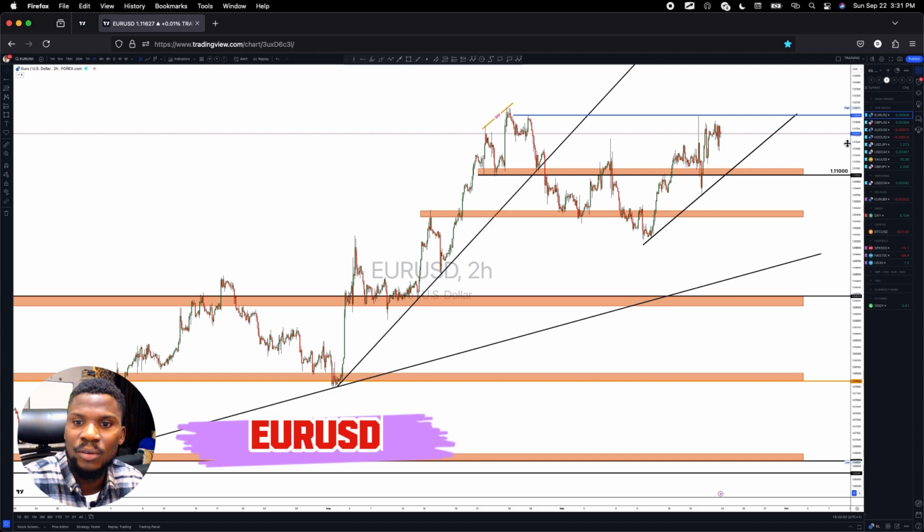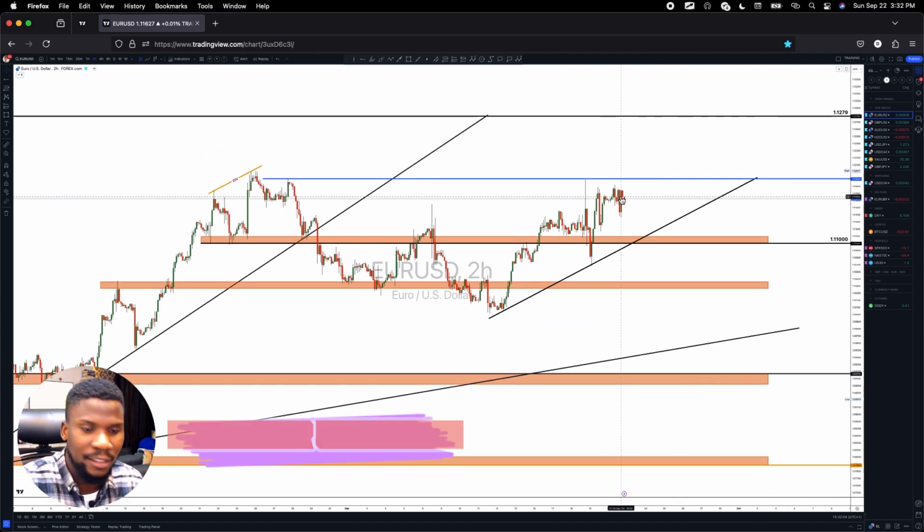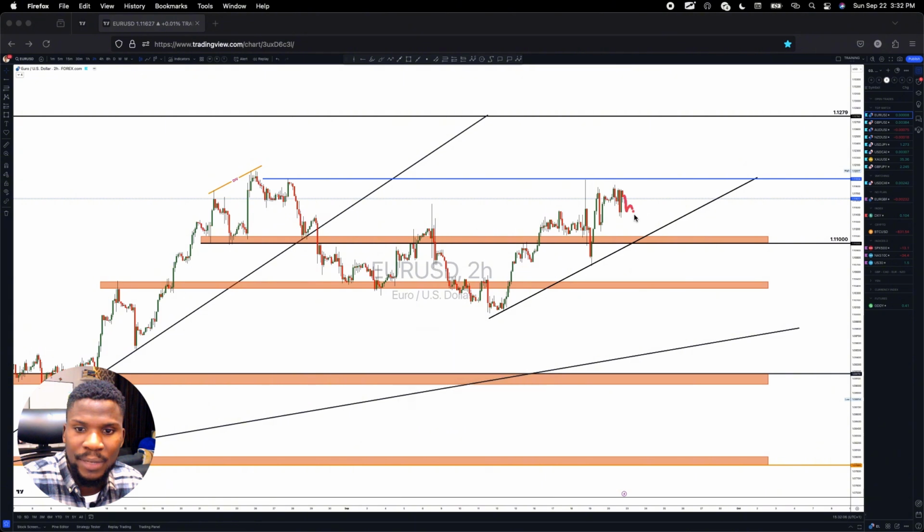So now let's take a look at euro dollar. Basically, you can see that there's a possibility of this particular structure right here, the previously broken structure. It was resistance here, it was support here, you get what I'm trying to say. It was support here, it was resistance here, it was support here.